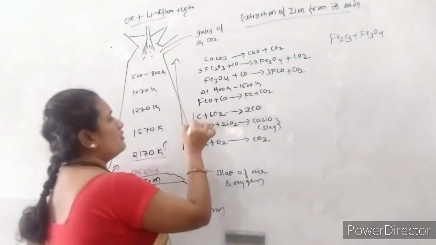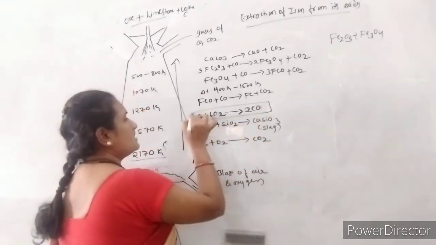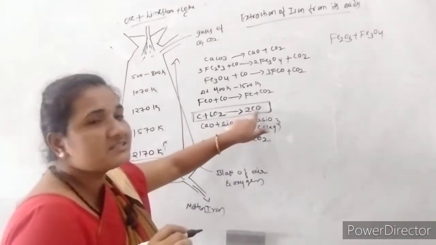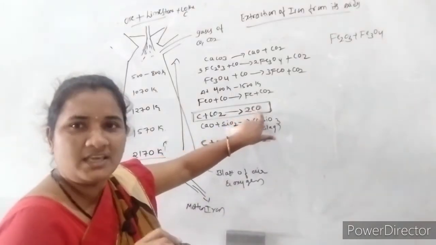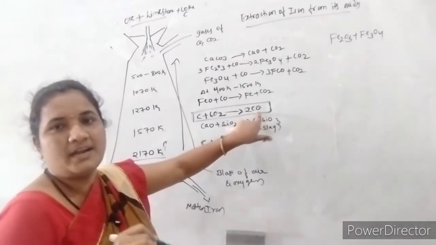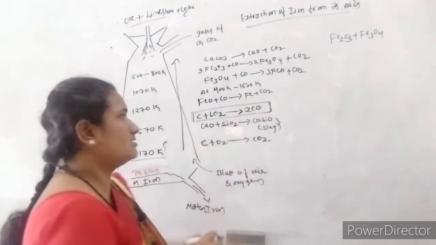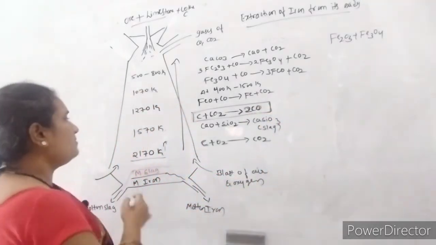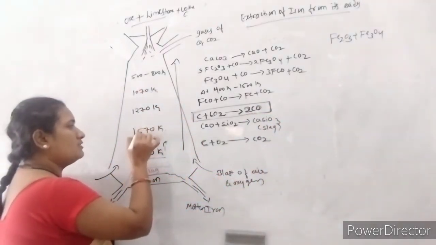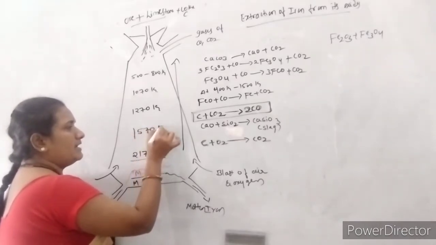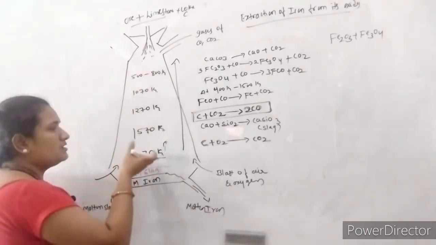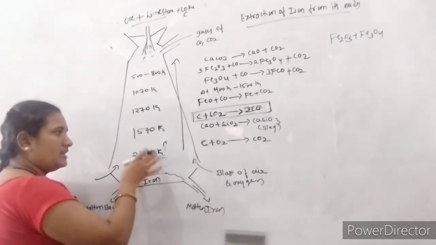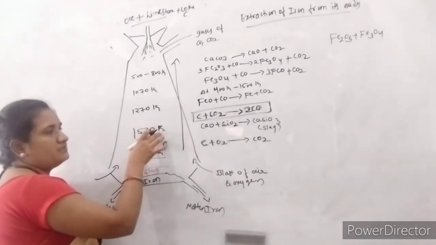Okay, so it should form the carbon monoxide. This step is very important, because here the carbon monoxide is acting as a reducing agent. It is useful for the reduction of iron oxide here. That's why the formation of carbon monoxide will take place at the temperature 1570 Kelvin, because whenever we are moving upward the temperature decreases. So from 2170 Kelvin it decreases to 1570 Kelvin.